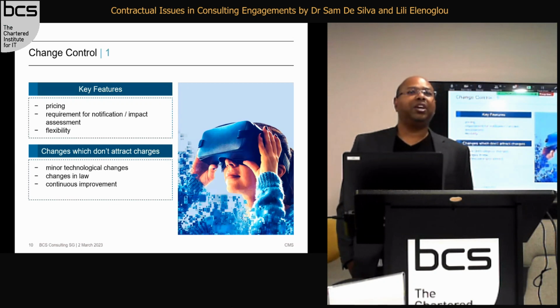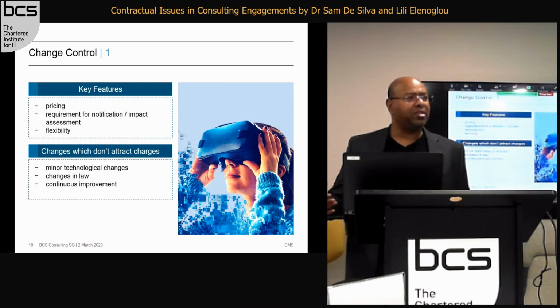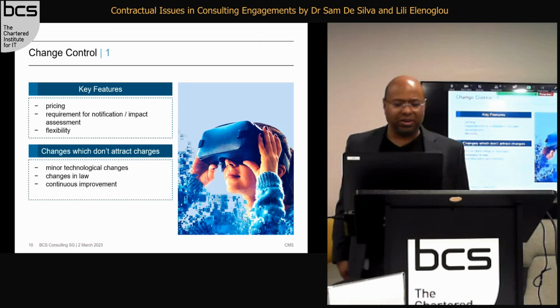Flexibility, I think, is important for both parties. There may be certain changes which are fairly minuscule or not material, where you don't want to go through this whole change control process. So you may want to say, these categories of changes, we won't go through the change control process, but this is actually what will happen.